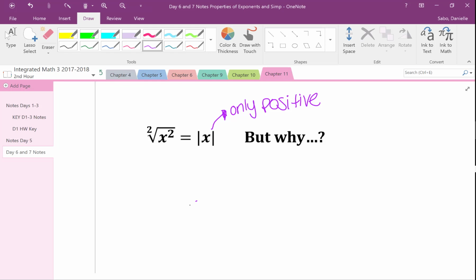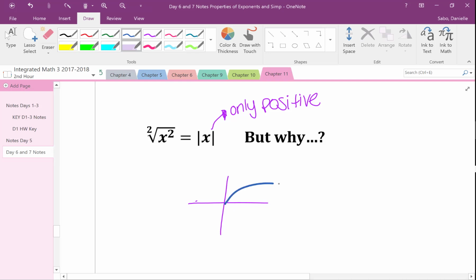So let's look at our domain of this function. Last week we talked about what a radical function looked like on the graph. If you typed in the square root of x into your calculator right now, you would see that it looked like this. There are no negative numbers here. So I can't have negative inside, and that's because I can't have negative numbers in the radical. Okay? So that's why we have to have absolute values. Okay? Questions on that?